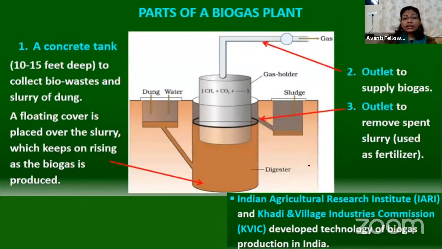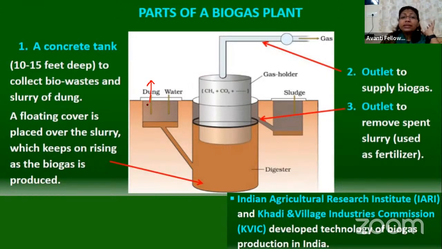So this is the diagram of the biogas plant. As you can see here, we have three different tanks of three different sizes. The first tank, all these tanks are made up of concrete, right? It is a concrete tank, right?